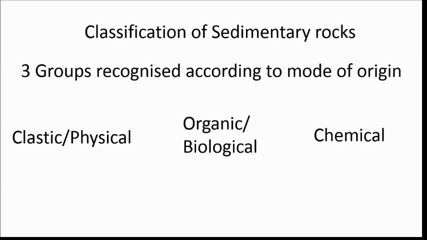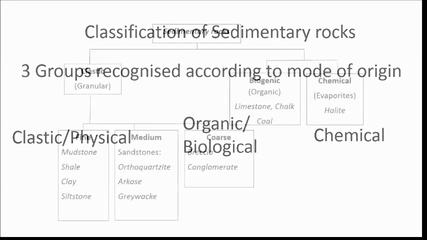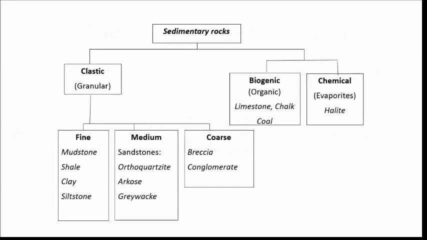And finally, those types of sedimentary rocks which are formed from the chemical precipitation of water, often associated with rock salt, as it's called halite. It's worth memorizing or certainly learning this diagram to make sure that you're not fumbling around in an exam trying to remember what each of them are.